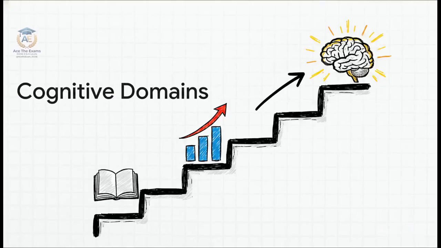Moving right along to Section 2, core accounting principles. In the rigorous Cambridge syllabus, having just superficial surface-level knowledge isn't going to cut it. You have to demonstrate your competence across 3 totally distinct cognitive domains. We're talking about knowledge and understanding, analysis, and evaluation.